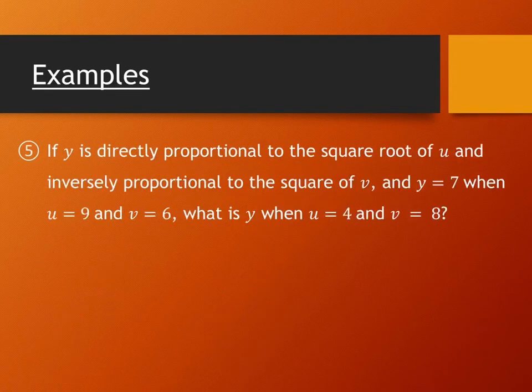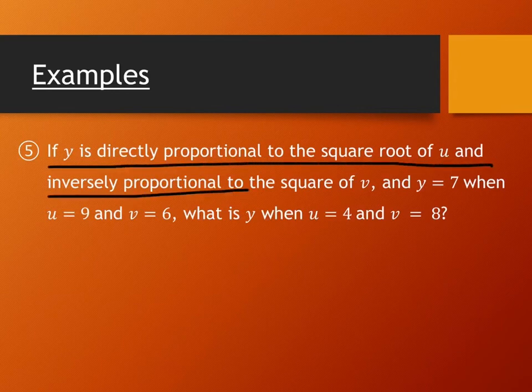All right, our last example for this section. If y is directly proportional to the square root of u and inversely proportional to the square of v. All right, so we're going to just pause right there, not even going to read anymore. This right here tells me how I can set up my variation equation. It says y is directly proportional to the square root of u. So directly proportional means my constant k is multiplied by what they're describing, the square of u. So the square of u would be u squared.